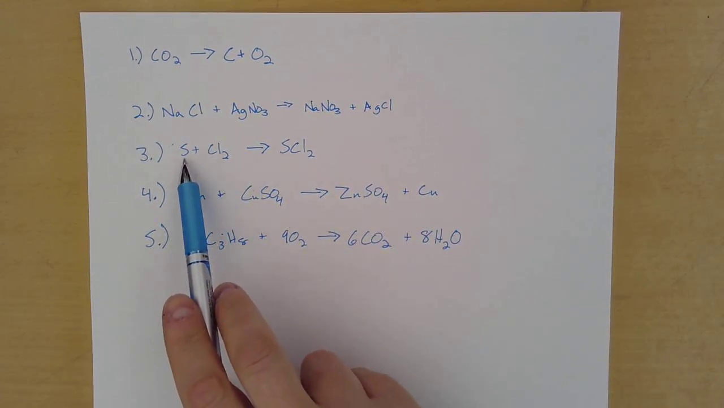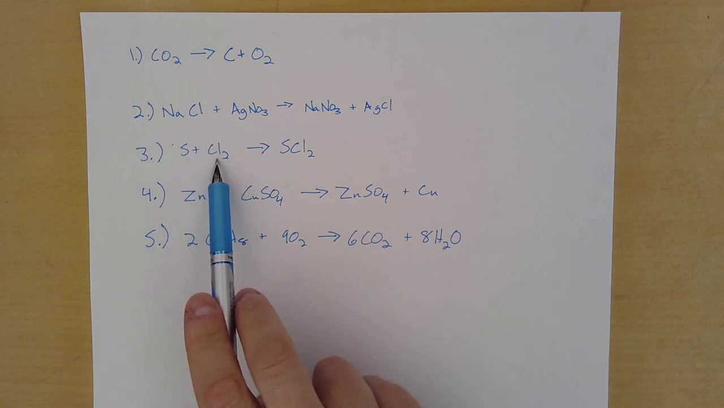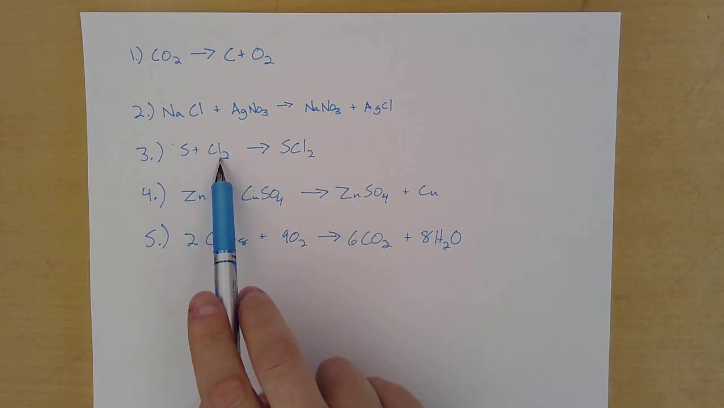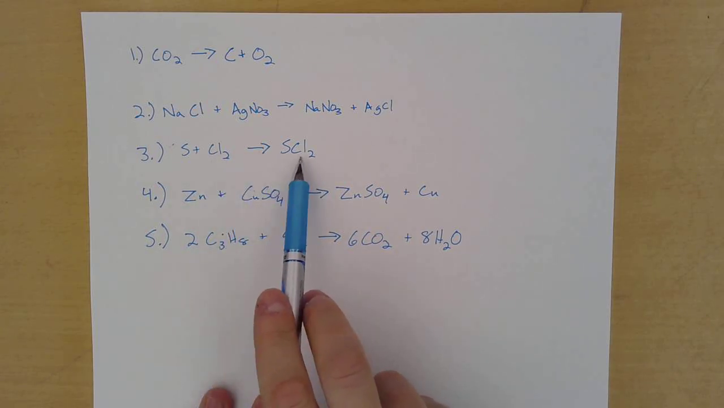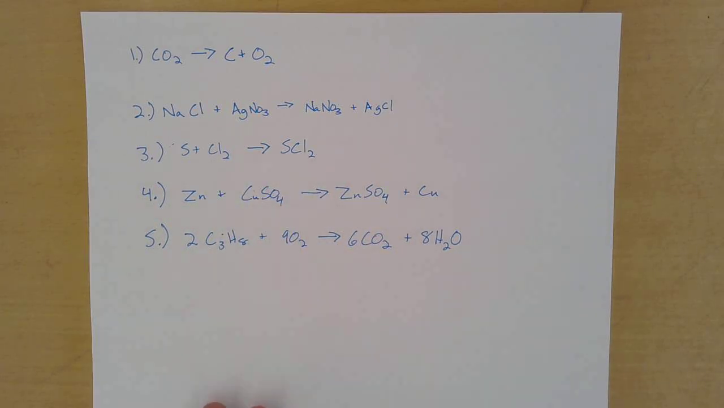All right, let's look at number 3. We have an element here. We have a diatomic element here, so chlorine. So these are reacting together, and I'm getting this nice compound right here, this molecular compound, and that is a synthesis reaction. It's 2 things coming together. So we have fewer, more complex stuff on that product side.